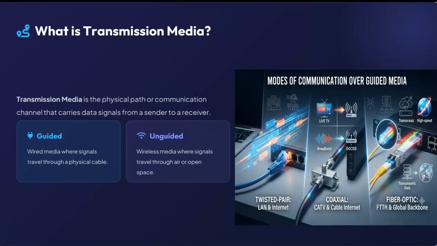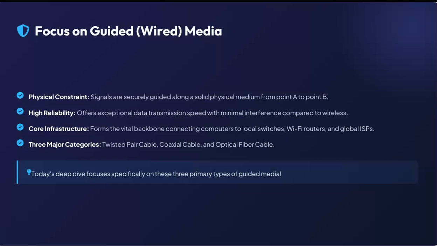The transmission media is classified into two. One is guided or the wired media, where signals travel through a physical path, a physical cable. The second is unguided media, where signals travel through air or space using electromagnetic waves. Today's topic is about guided media. We'll focus only on wired communication. The signals are securely guided along a very strong physical medium from the sender to the receiver, and this media offers high reliability, and this forms the vital backbone connecting numerous computers to local switches, Wi-Fi routers, and the ISPs. There are three types of guided media.